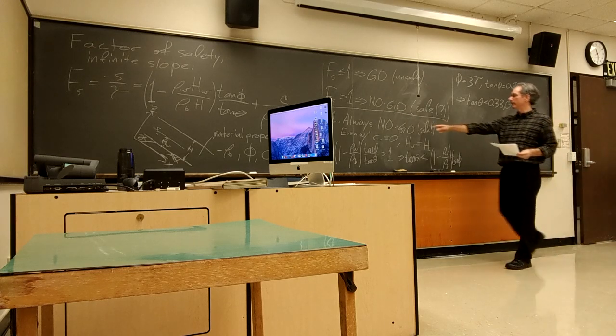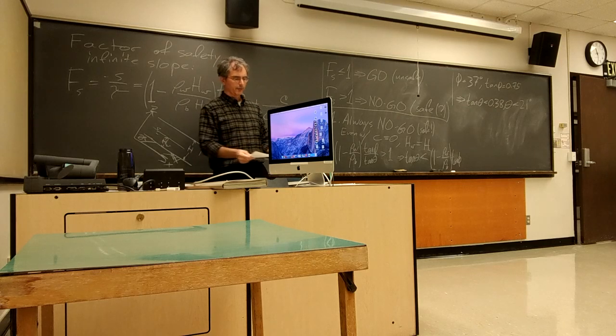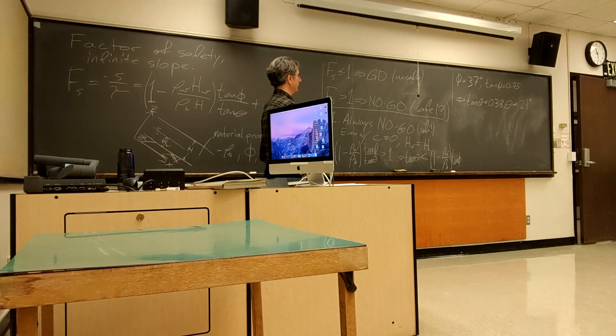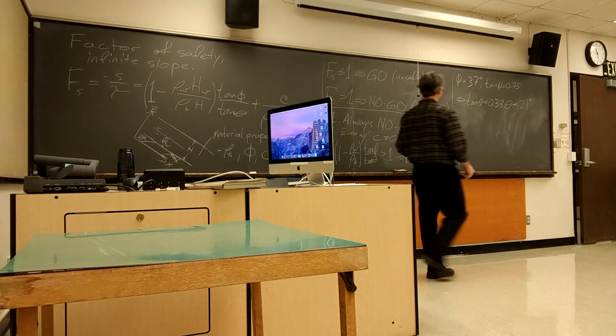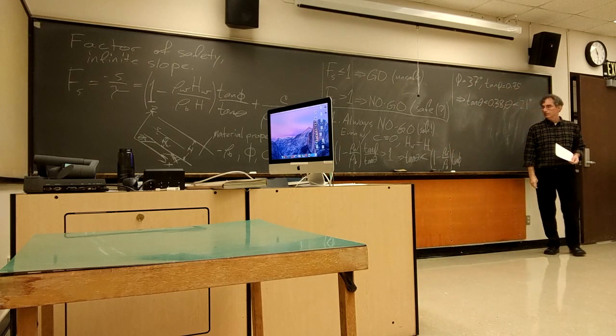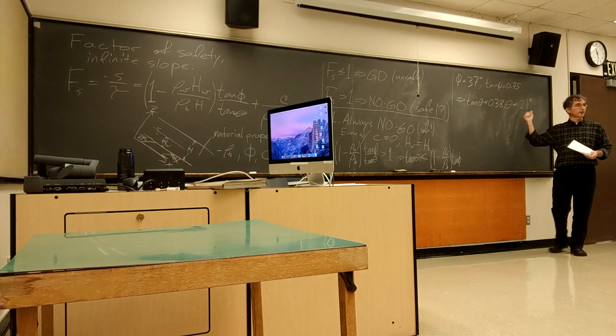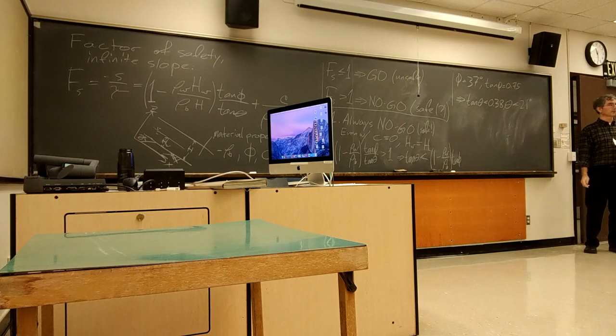So that's our always safe slope. Even if we cut out the cohesion entirely, even if we saturate it entirely, but only up to that angle. The slope angle has to be less than 21 degrees for it to always be safe.